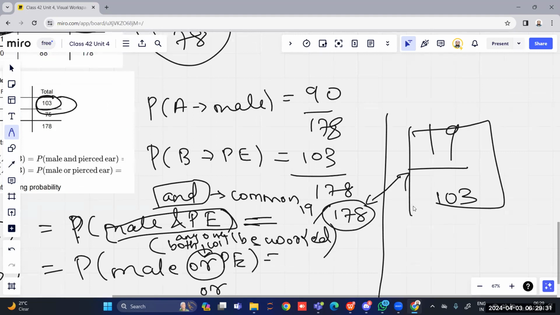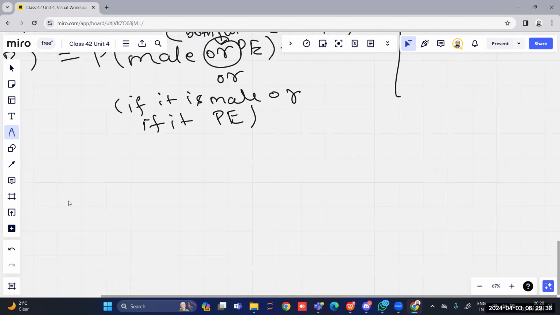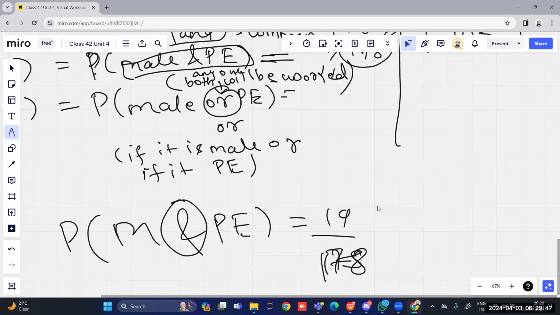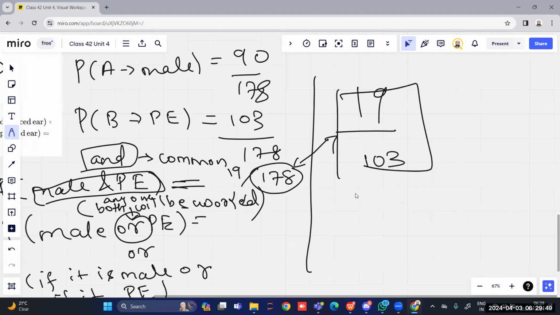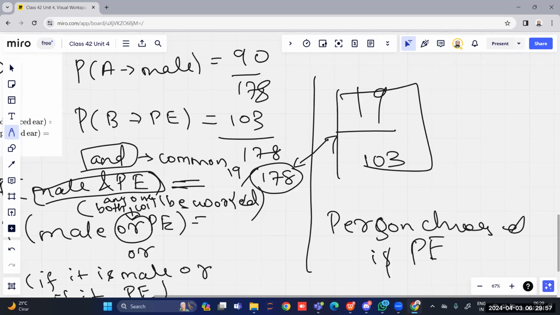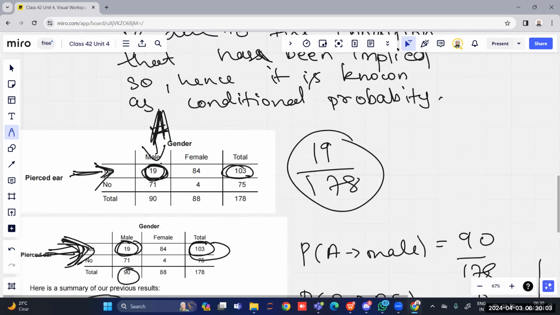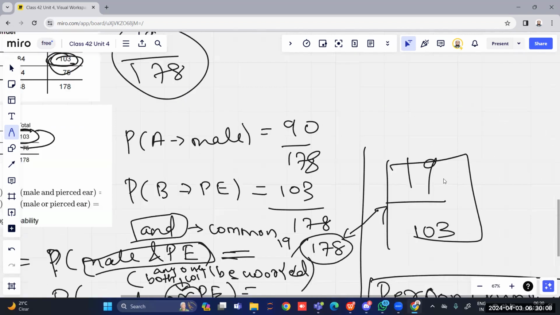Yes or no? Are you getting that? Yes, I got it. When it was not fixed, it was male and pierced ear, we would take 19 upon 178, the intersection. But now we have fixed that the person chosen has a pierced ear. So now we have to look into the pierced ear column. How many are male? 19. But the total is 103. That's the reason the probabilities have changed.